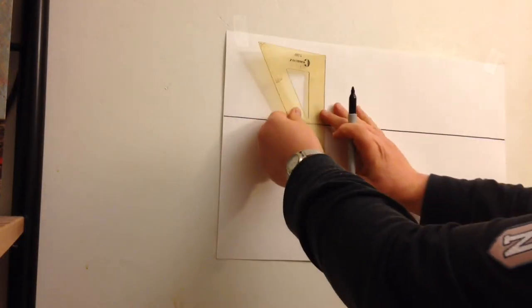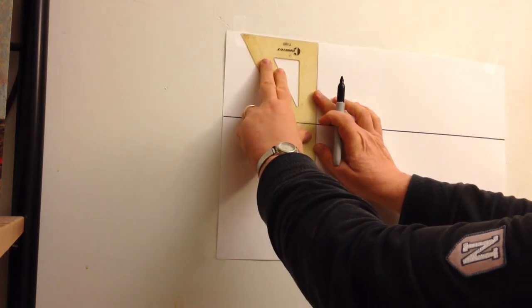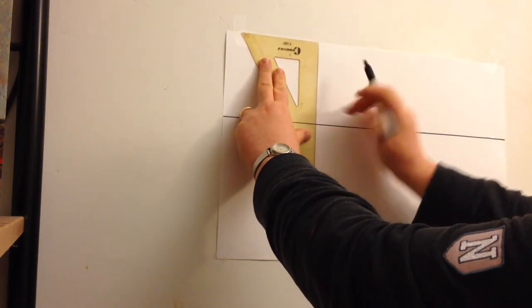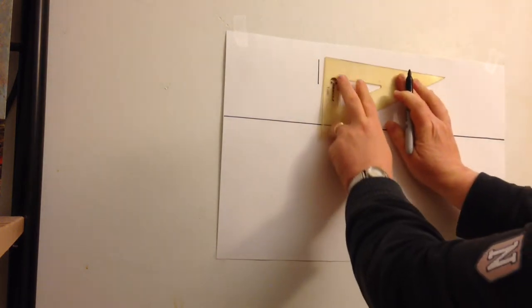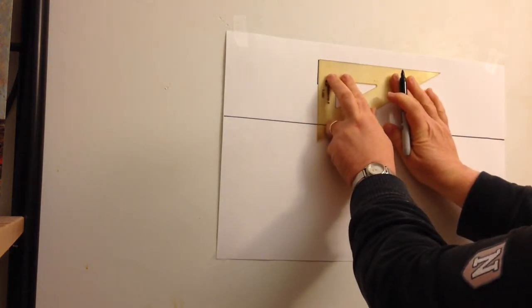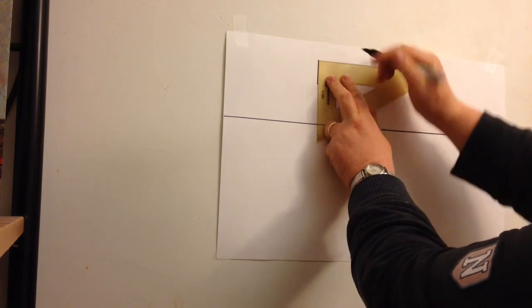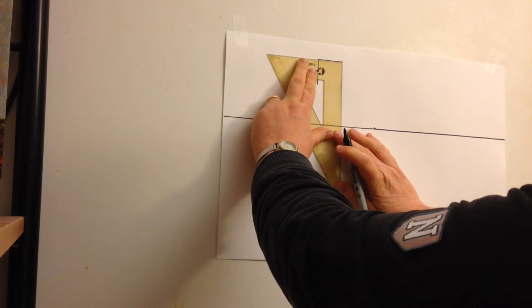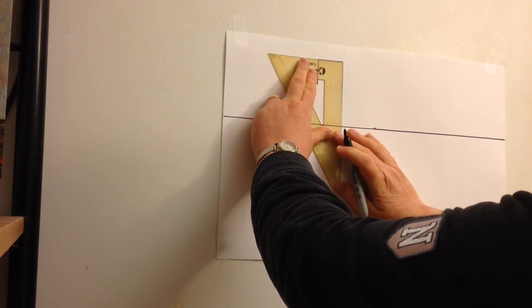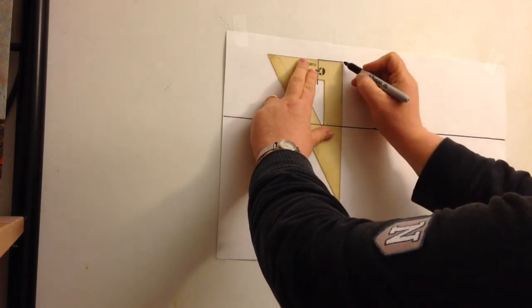Okay? You start out by lining the right angle up with the top of the paper and drawing a vertical line. Once you've drawn that vertical line, you're going to line your right angle up with the vertical line and you draw a horizontal line. It'll be perfectly perpendicular to it because you're using the right angle. Continue to use the right angle to complete all sides of your box.